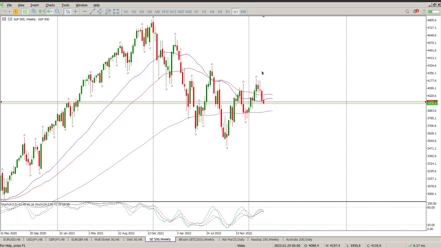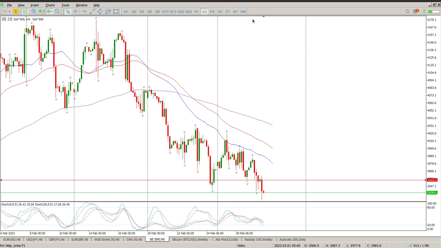So it could be a flag here setting up on the weekly, could be the start of a range. There's lots of things that it could be. But I think for us, the short-term trend is down at the moment, so we should be looking to sell off structure. Looking at the 3 hour, there's nothing really here that is helping the cause at all.